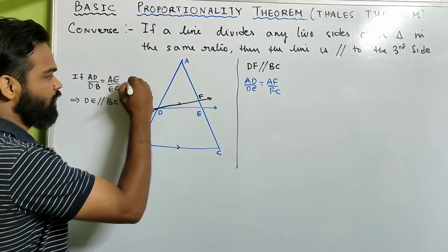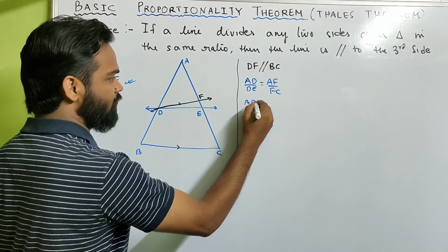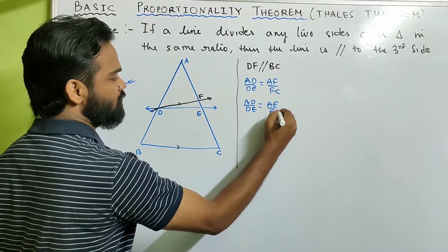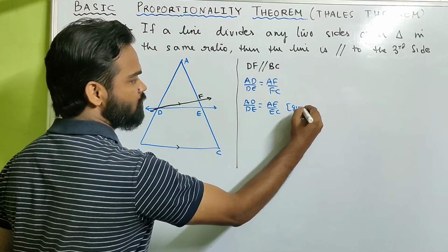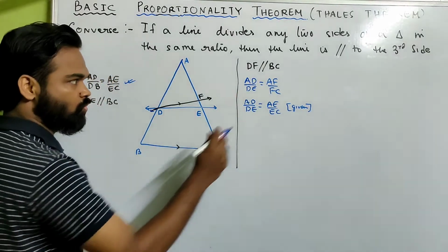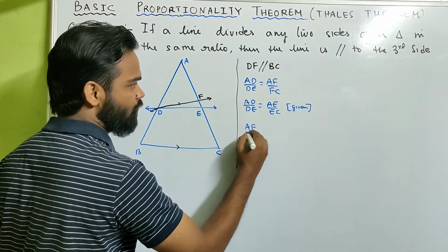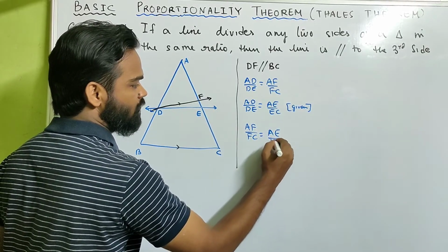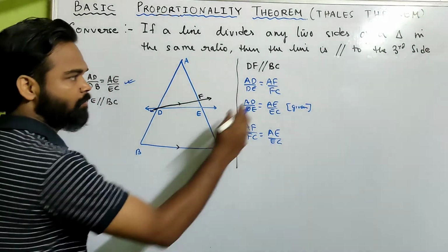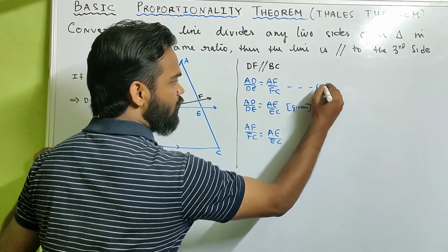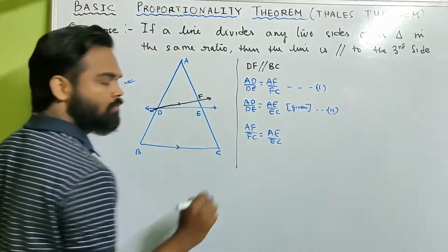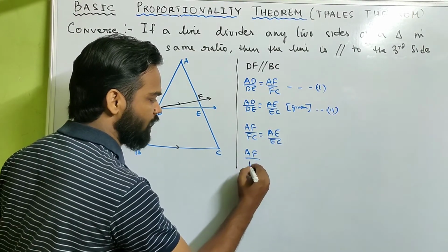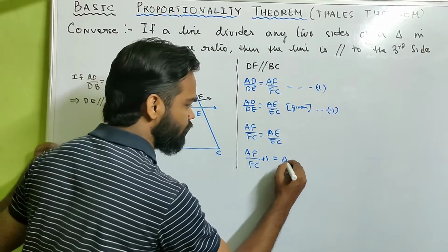Okay, and this is already given to us, which means AD by DE is equal to AE by EC. This is given to us. So if you compare these two, we can say that AF by FC will be equal to AE by EC. By comparing, suppose this is 1 and this is 2. Now look carefully. What I'll do, I'll add 1 on both sides. I can do that, isn't it?